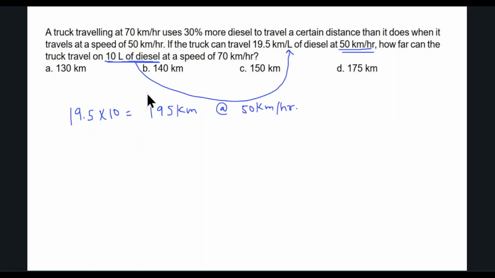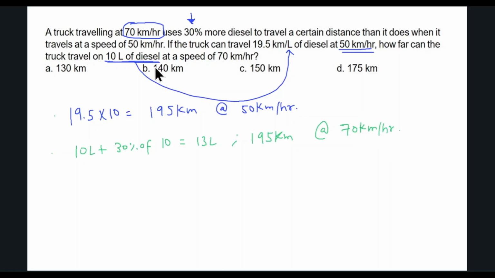But if the truck travels at 70 kilometer per hour, it takes 30% more diesel, right? 30% more diesel means that for 10 liters, what is the 30% of 10? That's 3, right? So if it is traveling at 70 kilometer per hour, then the diesel requirement will be 10 liters plus 30 percent of 10, which is just, of course, 3. So it will need 13 liters to travel the same distance at 70 kilometer per hour. So 13 liters are required for 195 kilometer if it is traveling at 70 kilometer per hour.